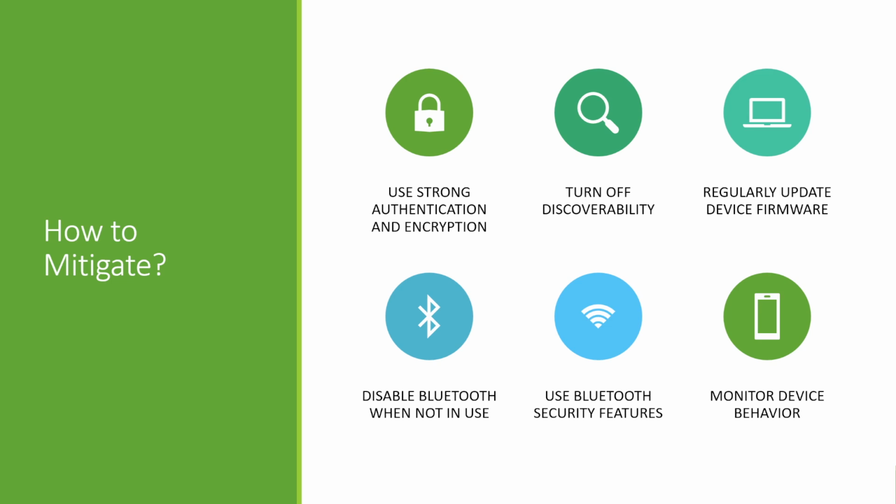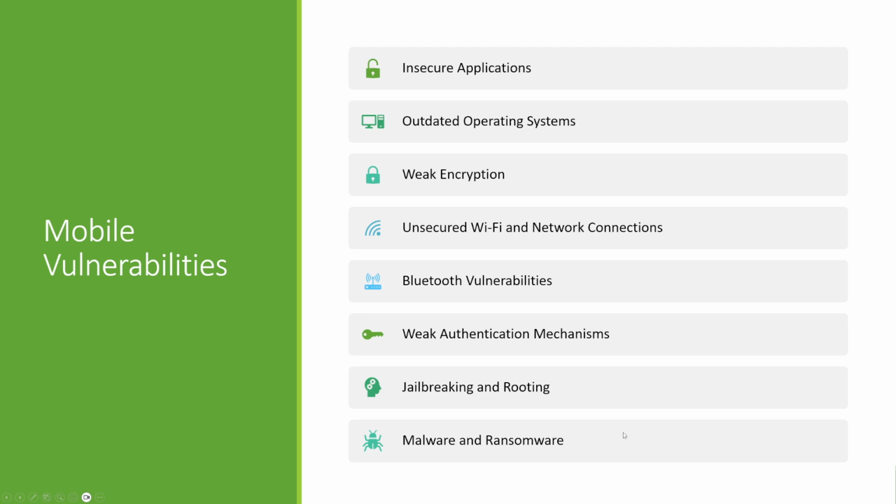We should use some of the Bluetooth security features. Many Bluetooth devices offer built-in security features, such as the ability to reject unknown and unauthorized pairing requests, so we should probably turn these on by default. And then lastly, we should monitor the device behavior. Anything unusual, especially on a Bluetooth device, like connection prompts, could be an indicator of compromise.